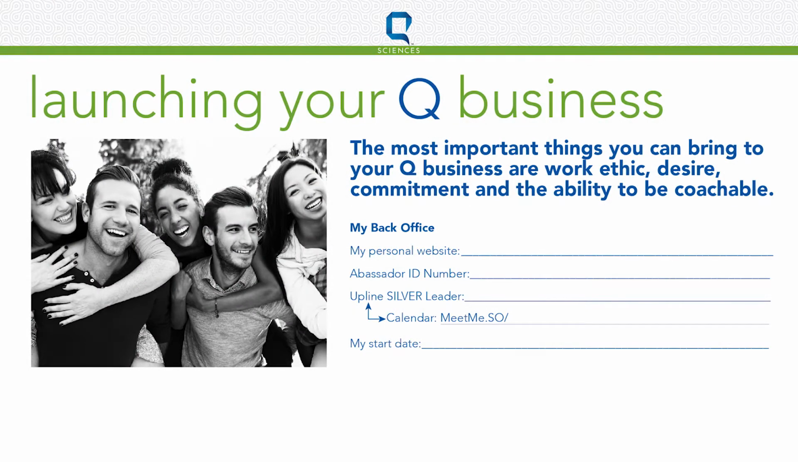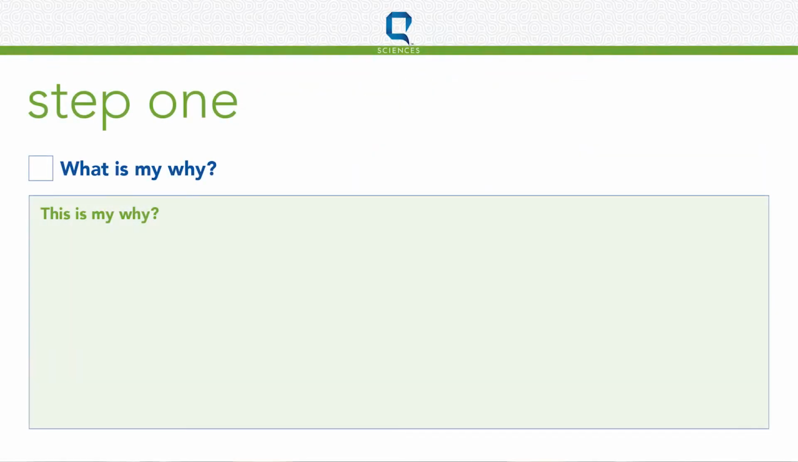And make sure that you reach out to your upline silver to see what their meet me calendar is so you can get on their schedule anytime you want to do a connect call with any of your upline leaders. After you get their meet me calendar, you want to make sure you write down your start date because this is a memorable moment. The journey through Q Science starts today. Step 1, what is your why?